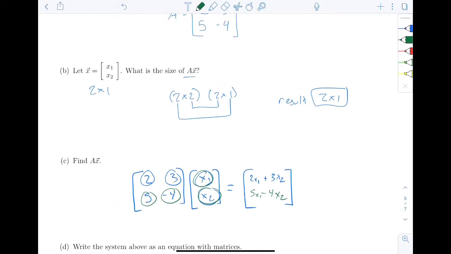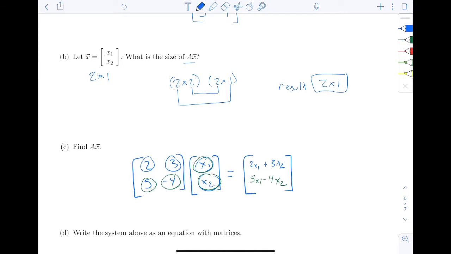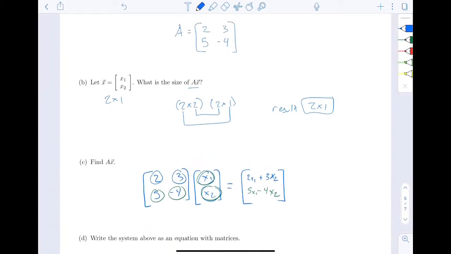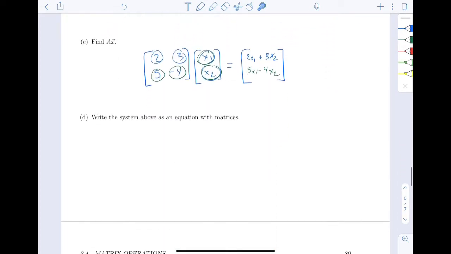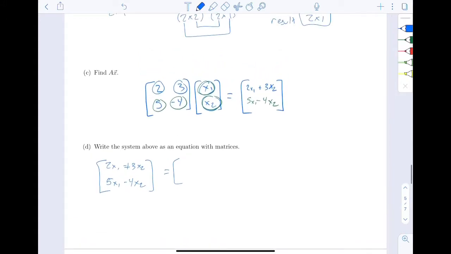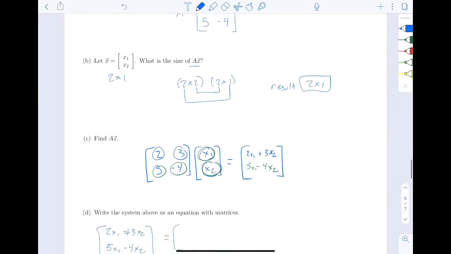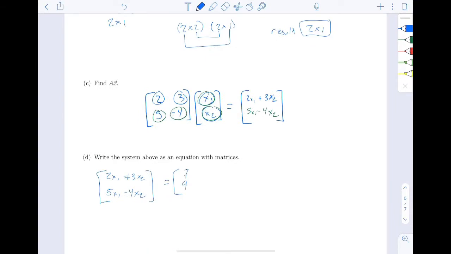Does that look familiar? I think the answer is yes. Check out where this thing came from. We have 2x1 plus 3x2 and 5x1 minus 4x2. That first system over there is 2x1 plus 3x2 and 5x1 minus 4x2 equals, remember when two things are equal, the same things are in equal coordinates. So that first thing is 7 and the second one is 9.